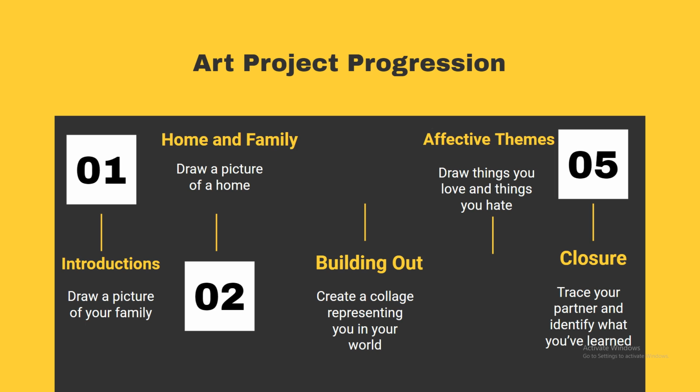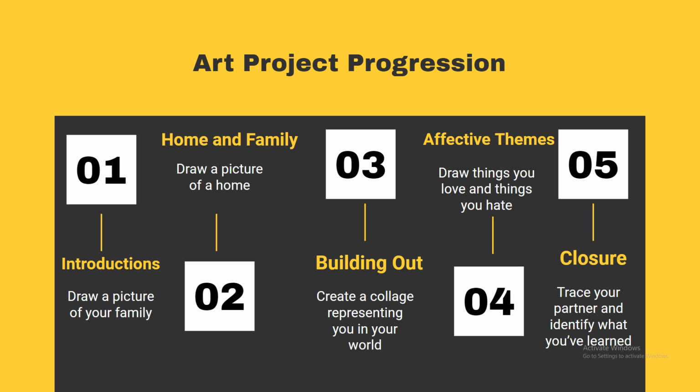Number 2, home and family. Draw a picture of a home. It's very important that you stress a home and not your home. You want to see what a student creates in where they feel safe and what a home looks like to them. Next, lesson 3 is building out, where they will create a collage representing them in their world. So it's literally, they get magazines and they have 5 minutes to go through quickly and rip out pictures. They're not supposed to be given too much time to think about it. They're not supposed to be given time to cut it out. It's rip and get the most primary reaction that you can from the pictures that they choose.